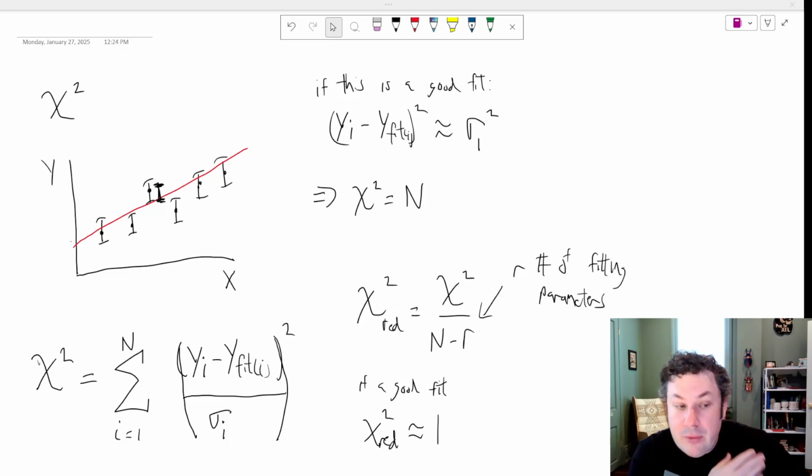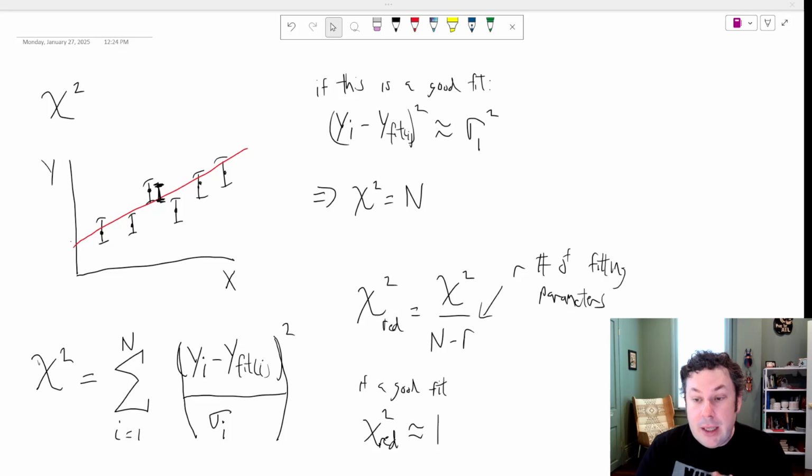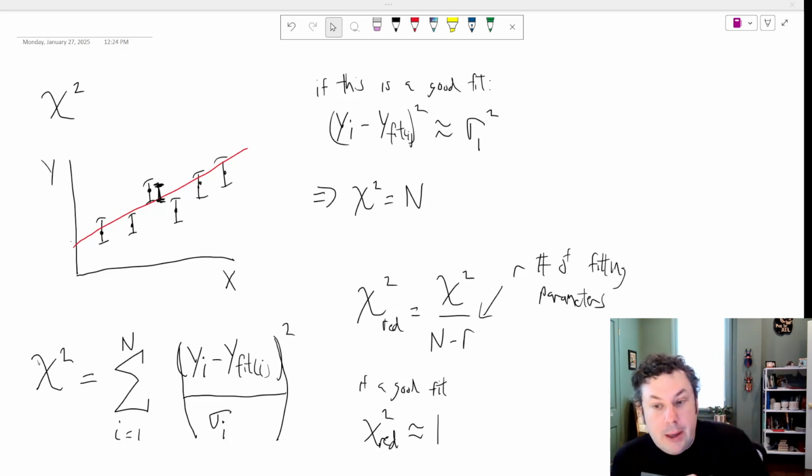This is actually most useful if you have 2 fits. Let's say you're not sure if a fit should be linear, ax plus b, or just ax. You could do both fits, calculate reduced chi-squareds for both, and the one that has the smaller reduced chi-squared is the better fit. So it's actually most useful if you're comparing 2 different fits. Let's talk about the actual value itself. It should be close to 1.